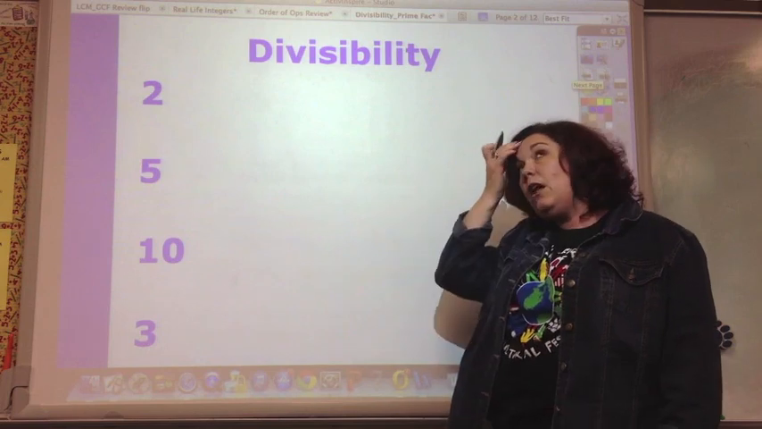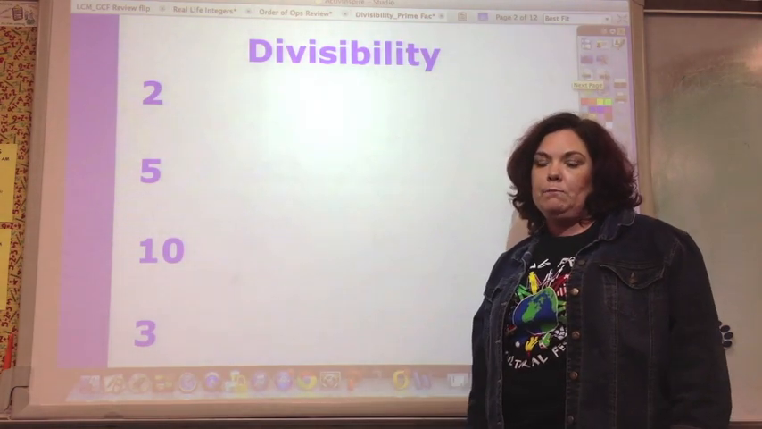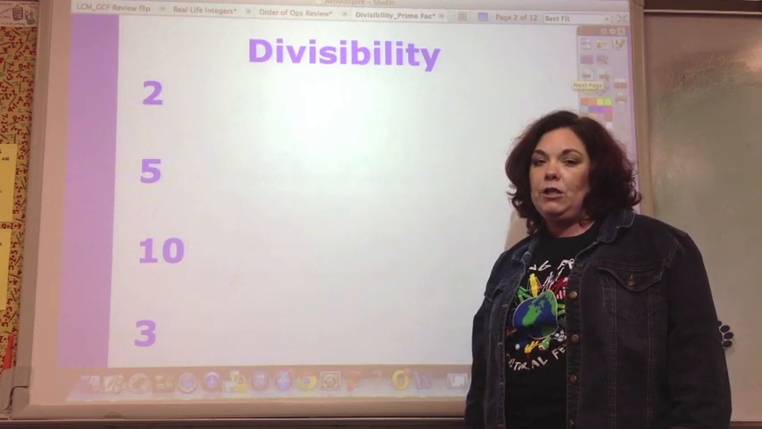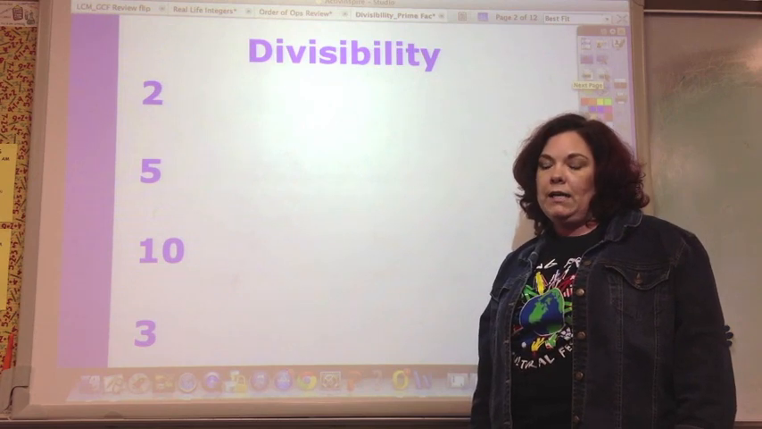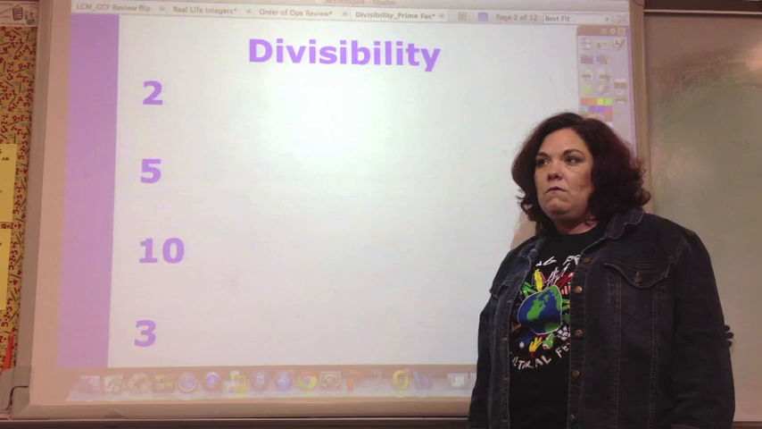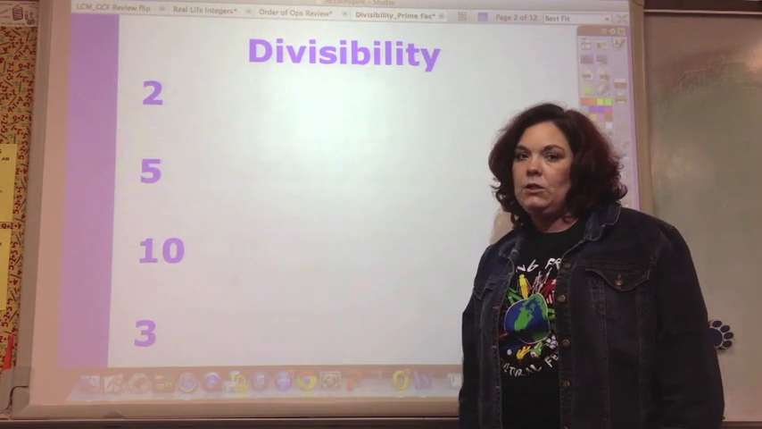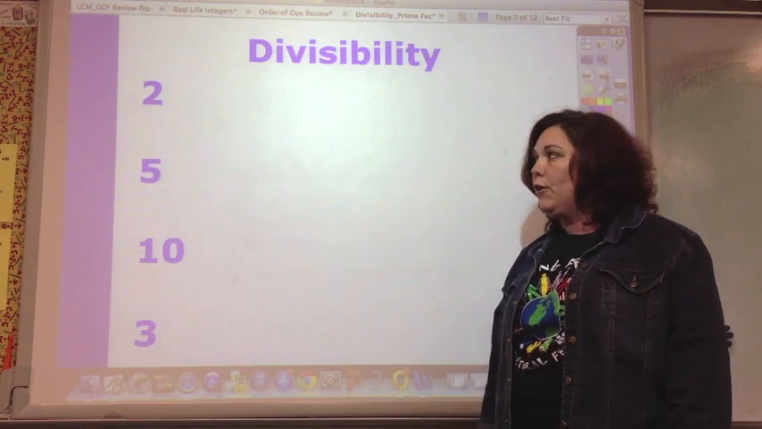So there's lots of different divisibility rules, but when it really comes down to it, what are you going to have to be able to use on the STAR test? It comes down to just a few rules that are real easy to apply and are real helpful.